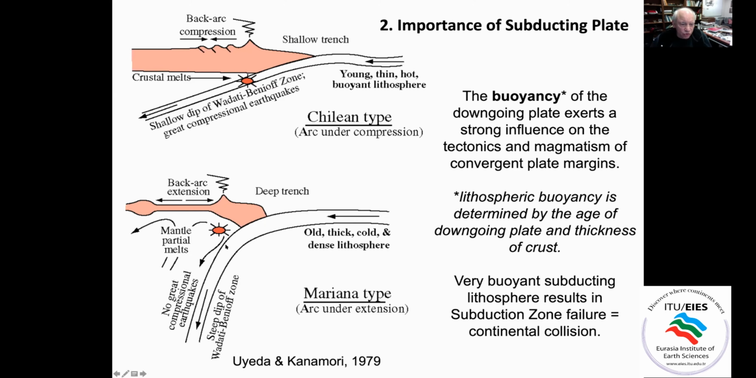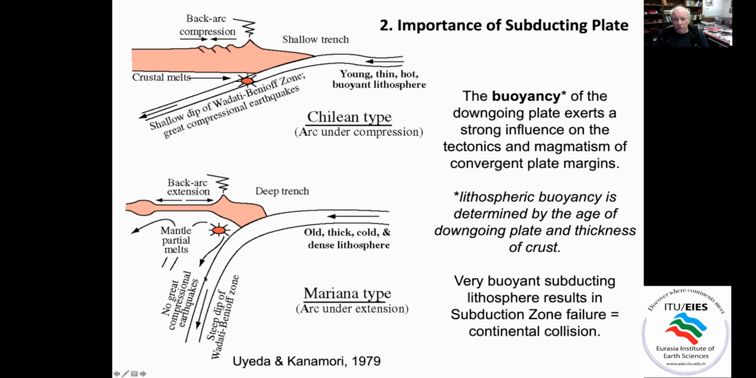The slab is too cold to melt. Instead, it's the asthenosphere mantle wedge that melts due to fluxing. And you get different types of earthquakes: stronger compressional earthquakes in the Chilean type, no great compressional earthquakes in the Mariana type.